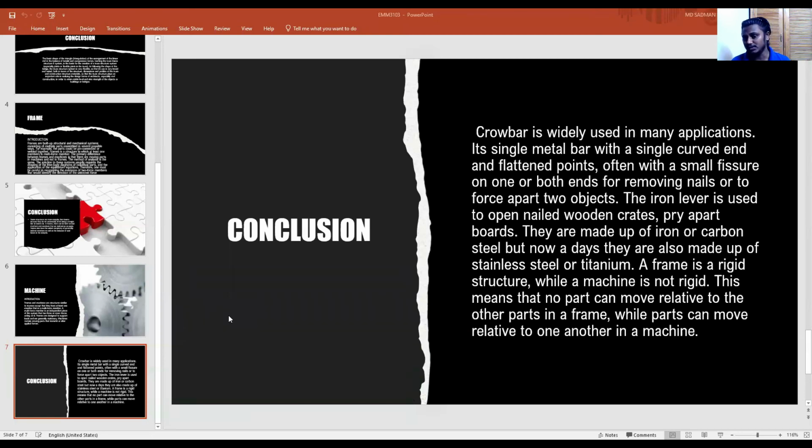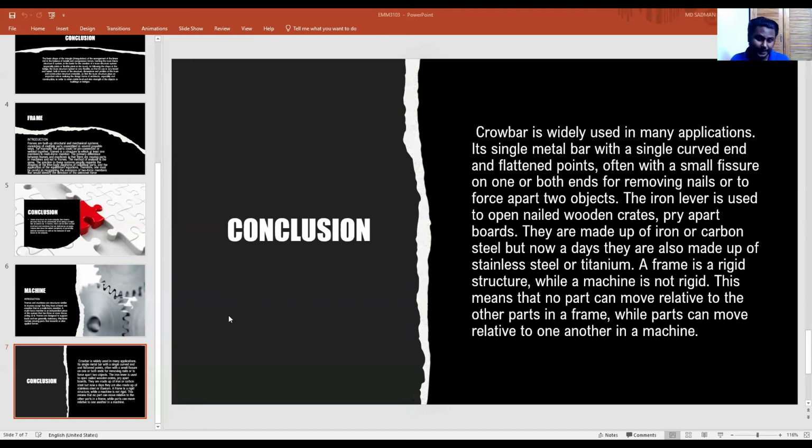Now let's move to the conclusion part of machine system. We have used crowbar in this assignment. Crowbar is widely used in many applications. It's a single metal bar with a single curved end and flattened points, often with a small fissure on one or both ends for removing nails or to force apart two objects. The iron lever is used to open nailed wooden plates, pry apart boards. They're made up of iron or carbon steel, but nowadays they are also made up of stainless steel or titanium.